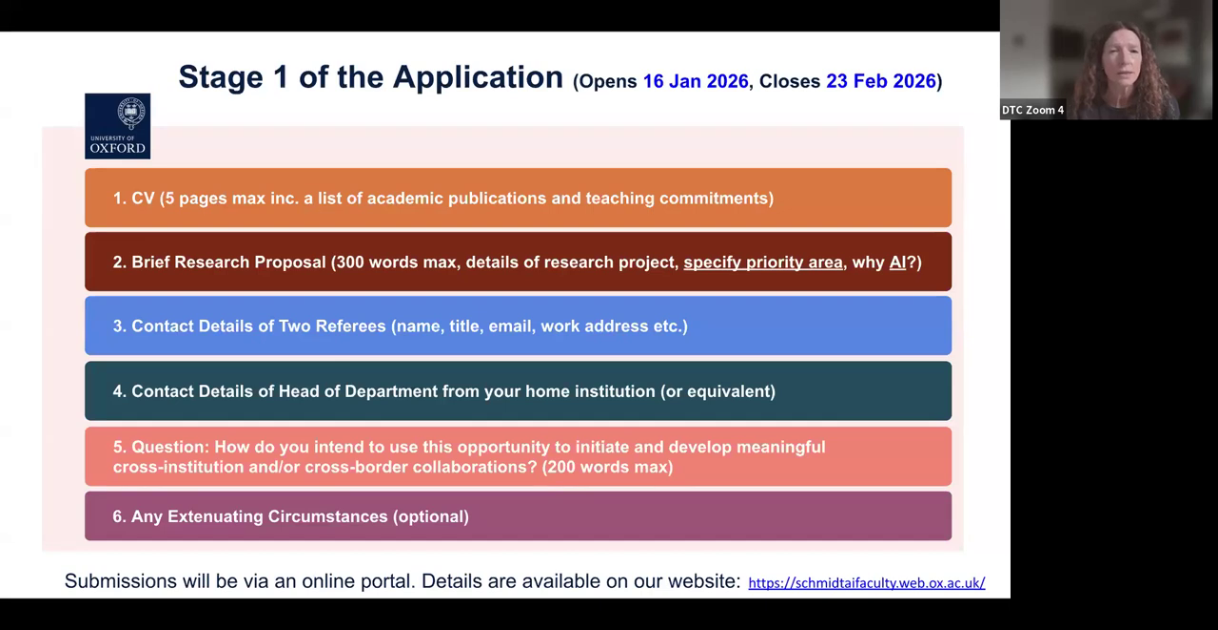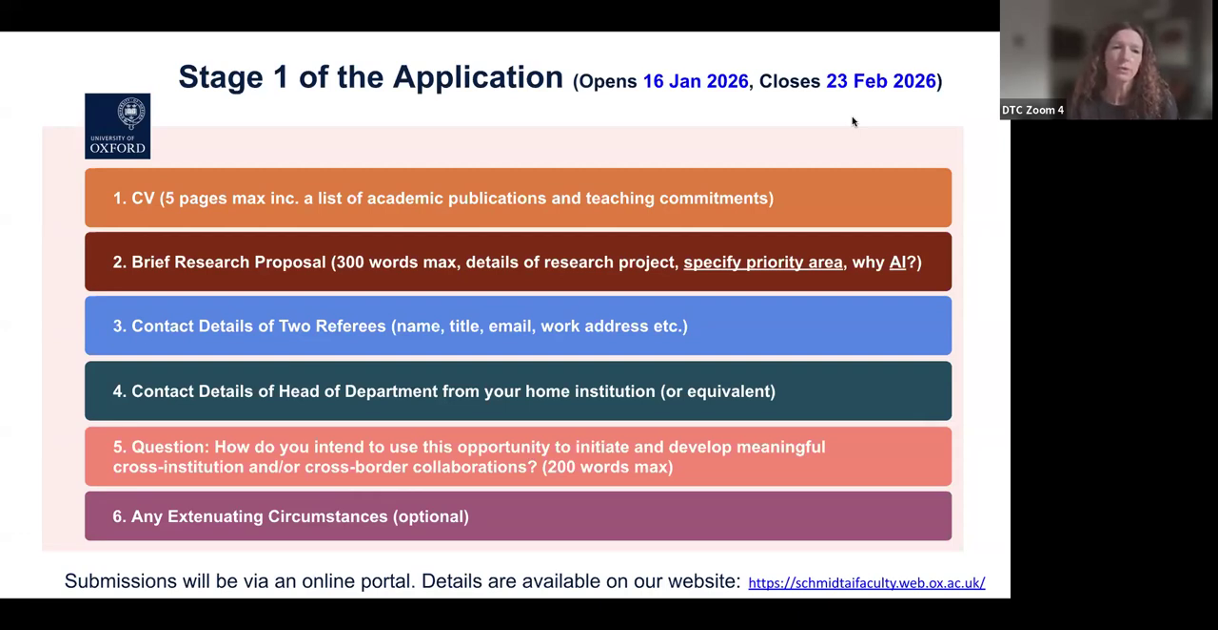In terms of what is required in stage 1 of the application, first off, your CV. We ask 5 pages max, and within your CV to include a list of academic publications and teaching commitments. We would also like you to submit a brief research proposal. So we ask for 300 words max on that, with details of your research project and specifically your priority area, so the area of science and why AI. But as both Alicia and our fellows have mentioned, you're not required to be an AI expert.